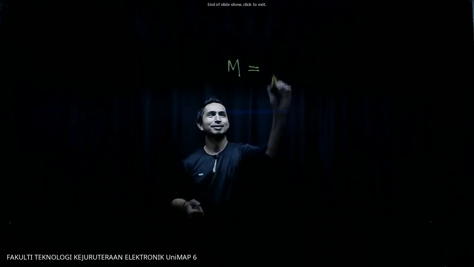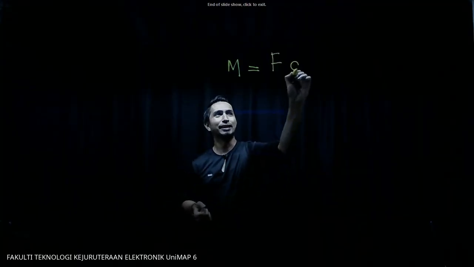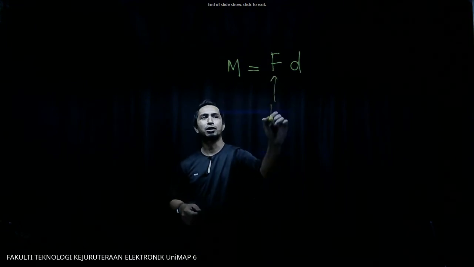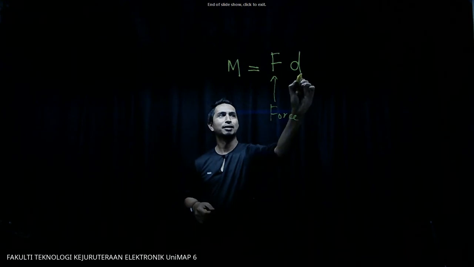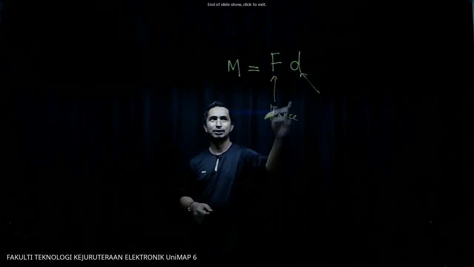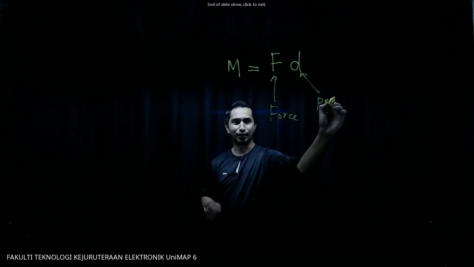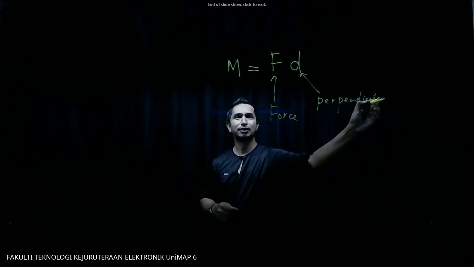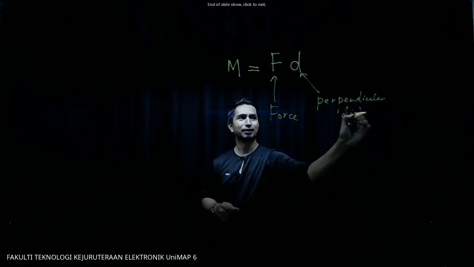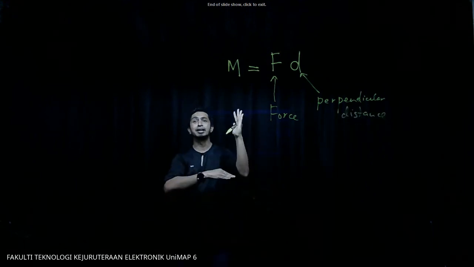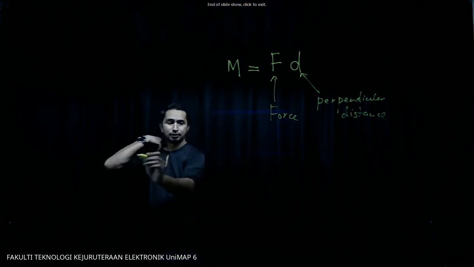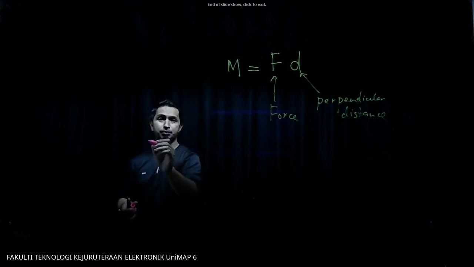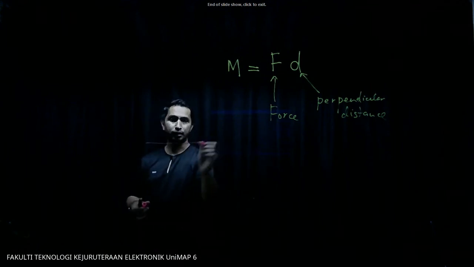F T. F D. Okay, this is moment. F is the force. Okay. D is, what is D? Distance. Okay, distance betul tapi tak tepat lagi. Perpendicular distance. Dia mesti 90 degree ya. It should be 90 degree. Okay, before we end the class, we'll try and make one examples.